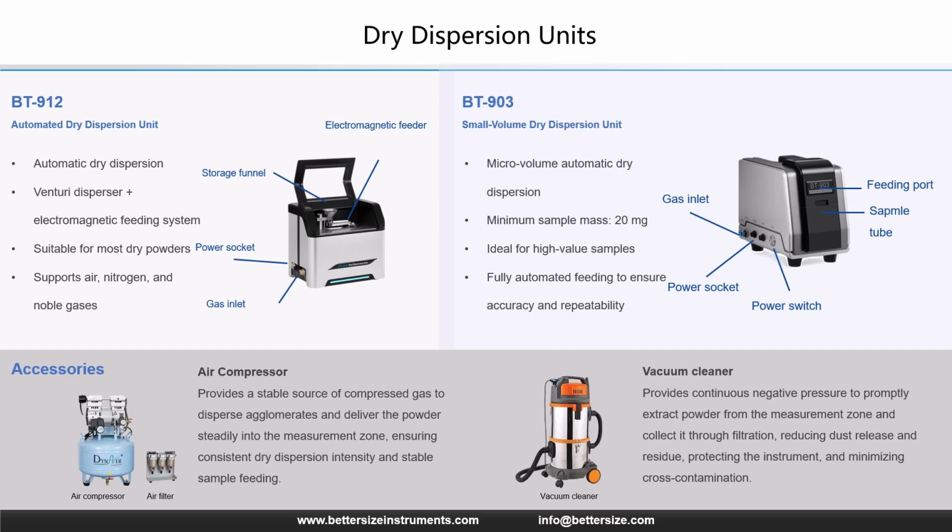For scarce materials, the BT903 is the engineered solution. It miniaturizes the flow paths to require only 20 milligrams of the sample, ideal for early-stage pharmaceutical R&D. Both units rely on a dedicated air compressor and vacuum system to maintain stable pressure and ensure zero laboratory contamination.